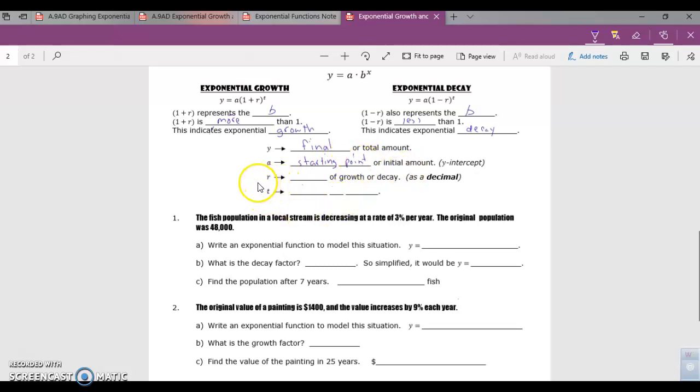Your r is going to be your rate of growth or decay, as a decimal. This part is huge.